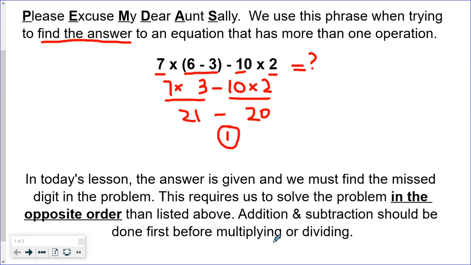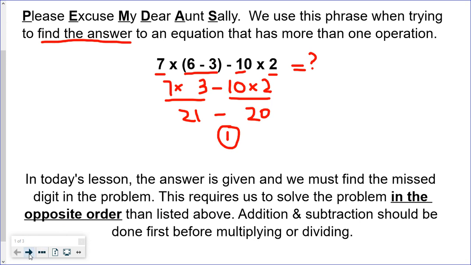Then I'm going to do the multiplication and division. I know that seems opposite to what we just talked about before, but understand these are two totally different problems, sixth graders. This problem here had no answer. We had to find the answer. In the ones for today, they're going to give you an answer. You have to try to find that missing number.